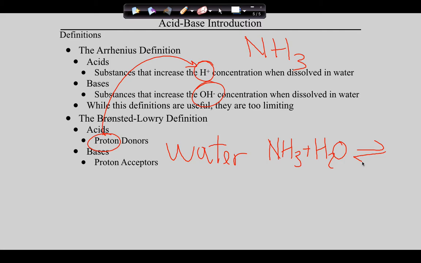NH3 is a base. By the Bronsted-Lowry definition, what's it going to do? Take a hydrogen away from where? The water. And when it does, we end up with ammonium and hydroxide. And there's the hydroxide that identifies this solution now as a base. That then ties back to the Arrhenius definition that says that's what bases do.